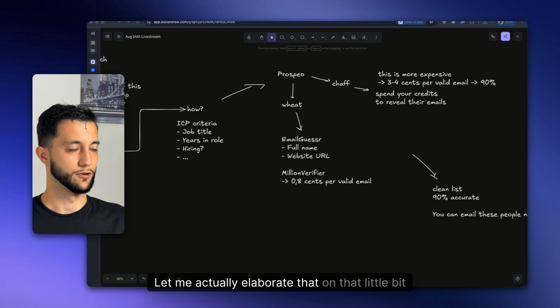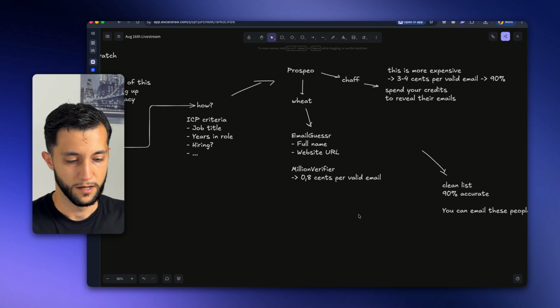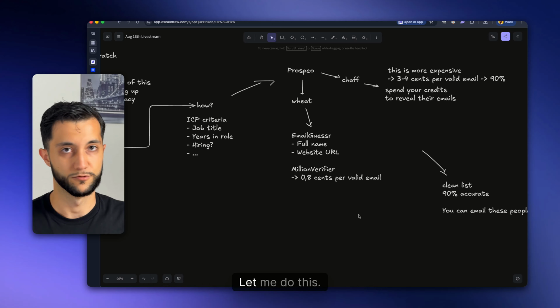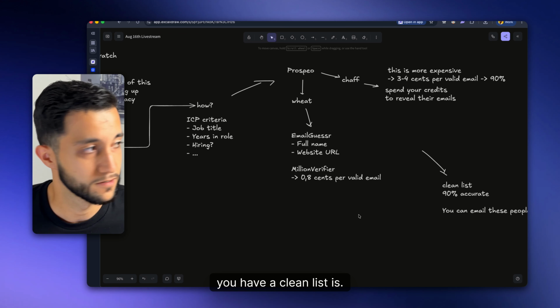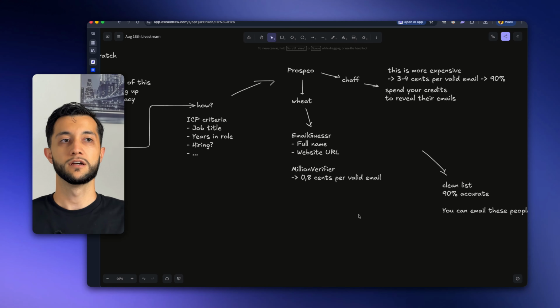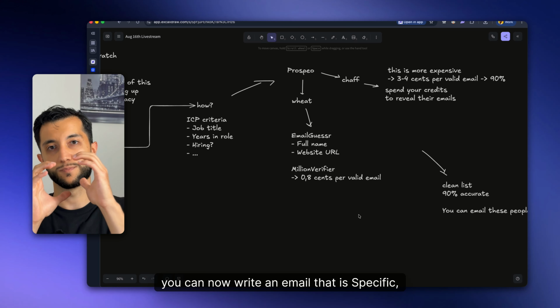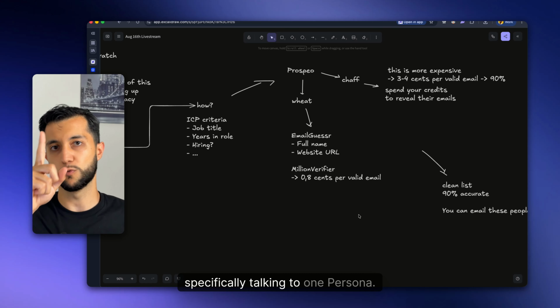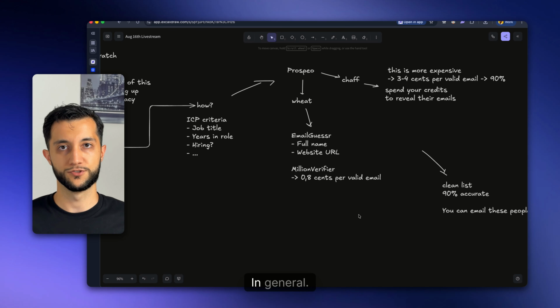Let me elaborate on that a little bit, because I said you will get proper response rates, right? The reason you will get proper response rates if you have a clean list is literally because you can now write an email that is specifically talking to one persona. And that's a very, very underrated thing in general. It is super, super underrated, right?